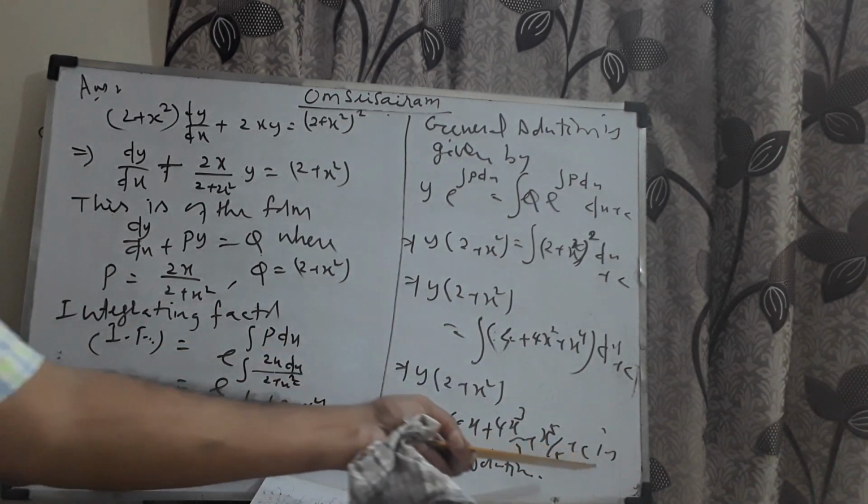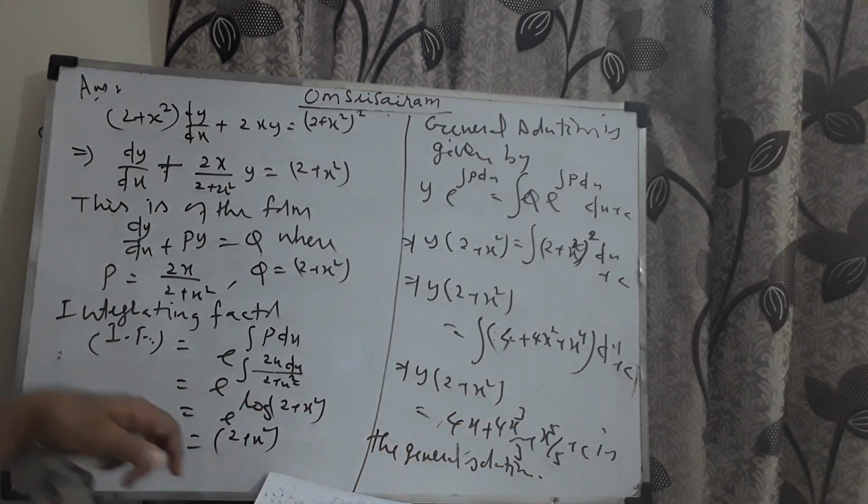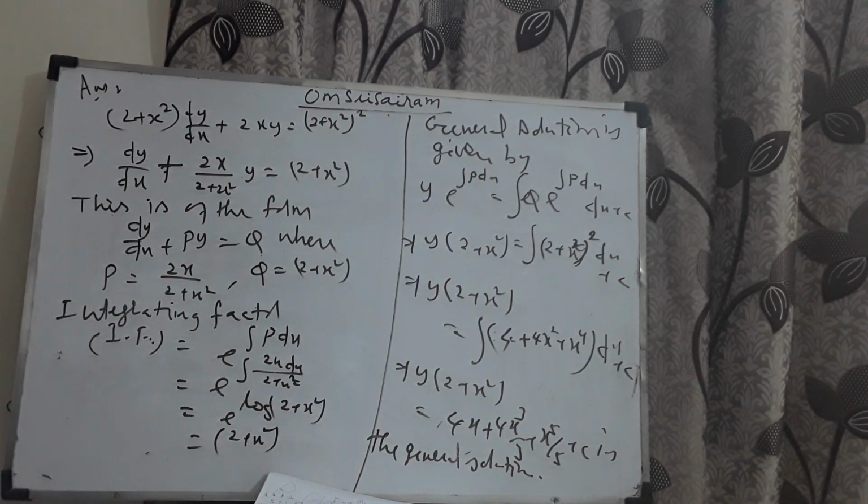If I write the answer with C as it is, it's called the general solution. If particular values are given to get a particular value for C, it's called a particular solution.